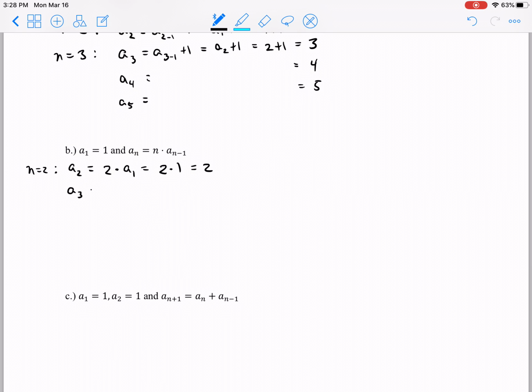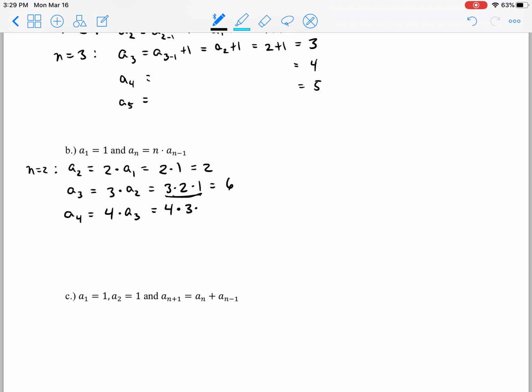And a3 is going to equal 3 times a2, which is 3 times 2. And if we wanted to write this out longer, remember a2 was 2 times 1, so this was 6. And if you want to look at a4, it's 4 times a3. And I'm writing it like this on purpose, so just give me a second here. 4 times a3 is 4 times 6, but it was also written as 3 times 2 times 1 right above it.